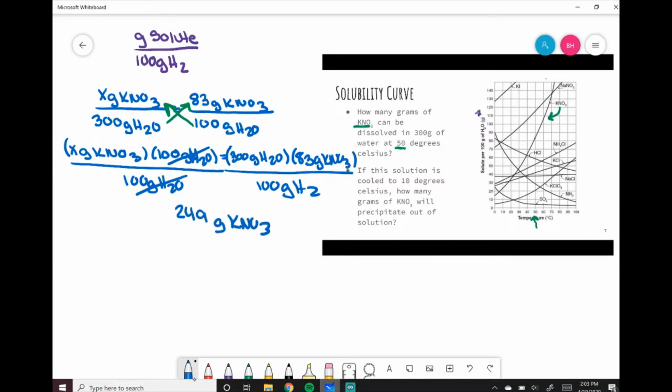However, in my problem, we have 83 grams. We're going to assume that this has a decimal. Let's assume this is exact. So I'm going to round this up to 3 significant figures and say 350 grams of potassium nitrate. So I'm going to say 300.